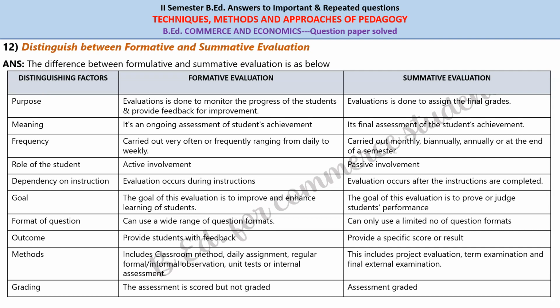So there is a limited number of questions, whereas in your unit exams and your preparatory exams there is a wide range of questions, and there are vivas and all, a lot of questions. But here in the summative evaluation, there is very little. So there are other details, you can go through it. We'll go to the next question.